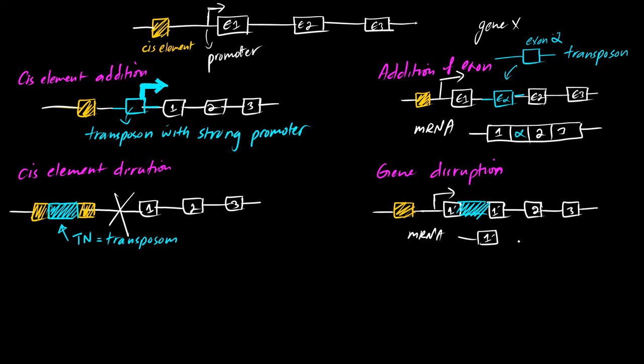Okay. Then we have it till the end of the transposon, and maybe in the transposon here we have a transcription termination signal. Okay. Instead of having a complete mRNA. So this is an example of gene disruption.